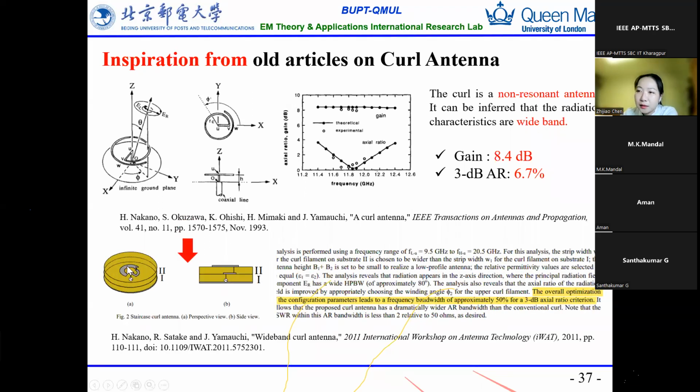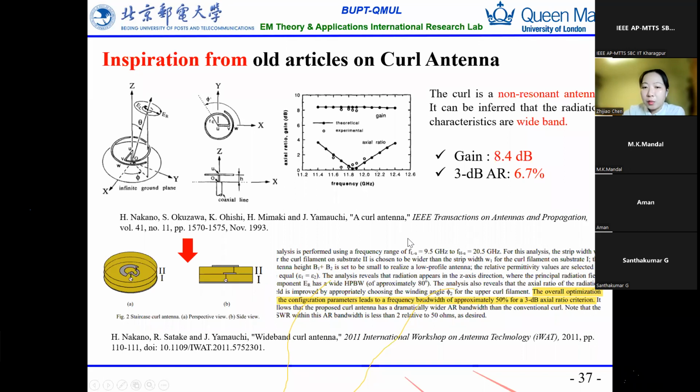But for the next one, this antenna is improved. The architecture is printed on the PCB. It also has a narrow bandwidth, but in this article, he mentioned that the overall optimization of the configuration parameters leads to a frequency bandwidth of optimistically 50% for 3 dB axial ratio radiation. So that means he didn't achieve that, but he believed that this architecture can achieve 50% axial ratio bandwidth from his calculation. He published it in IEEE IWAT in 2011.